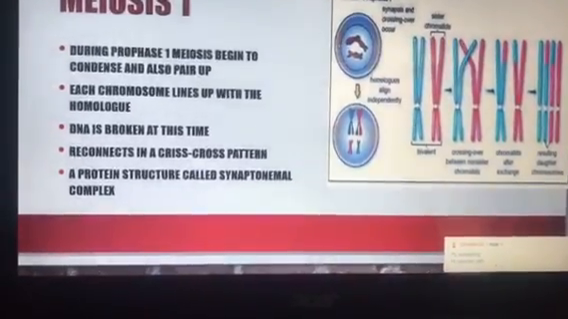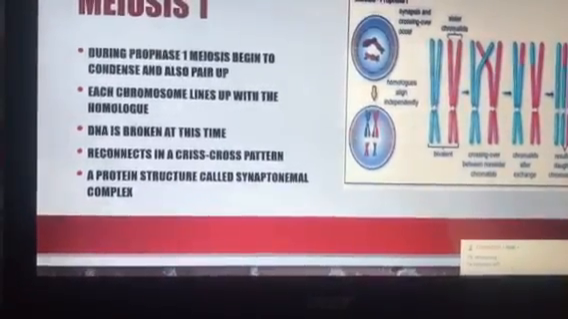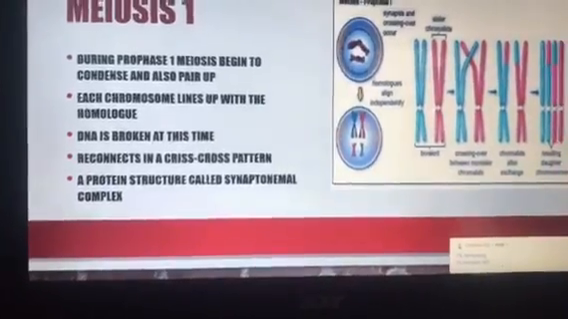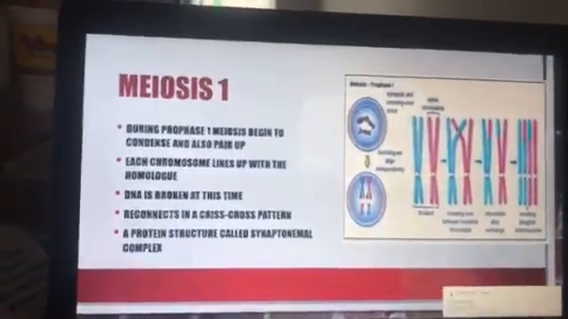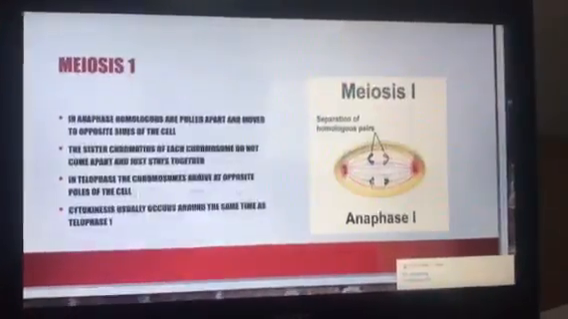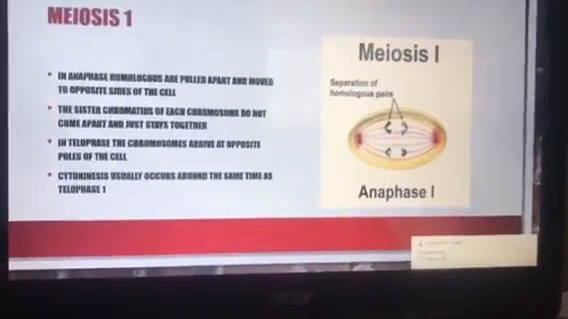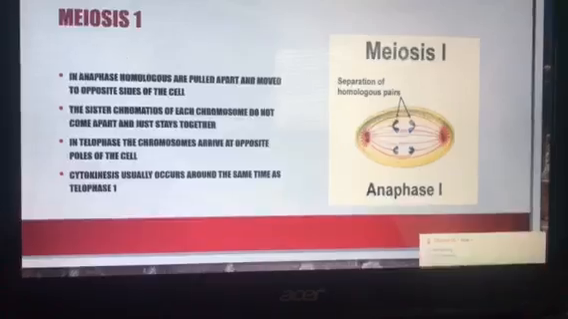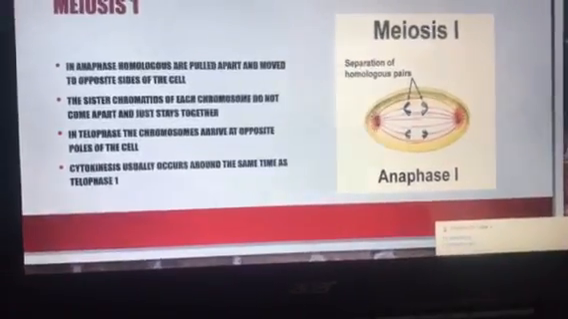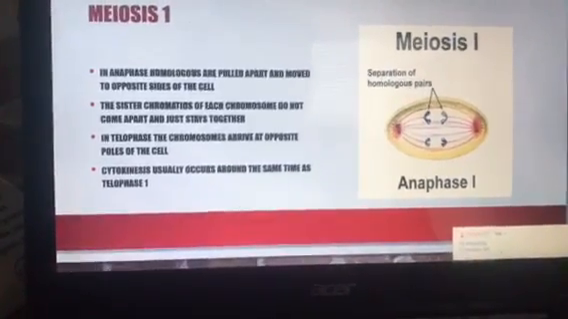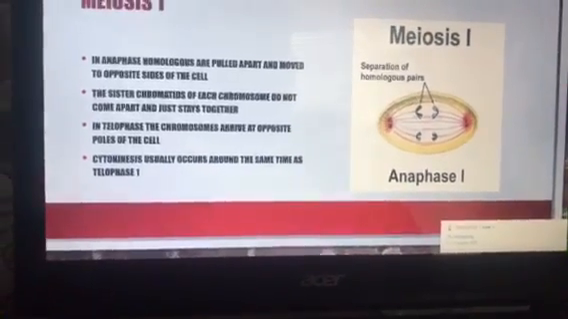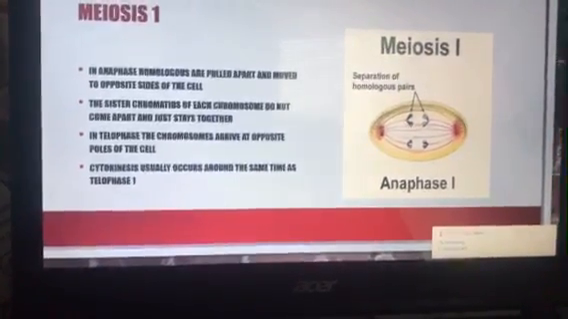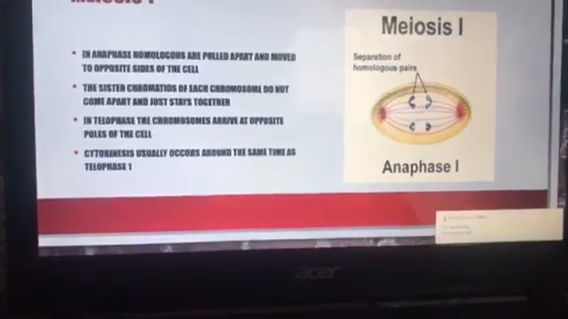And a protein structure called the synaptonemal complex holds together the homologous chromosomes. In anaphase, homologous chromosomes are pulled apart and moved to opposite sides of the cell. The sister chromatids of each chromosome do not come apart, and they just end up staying together.